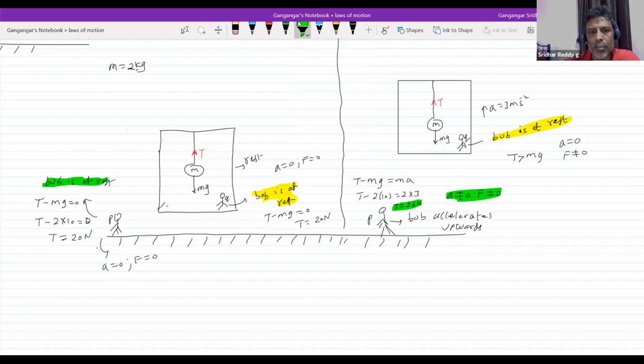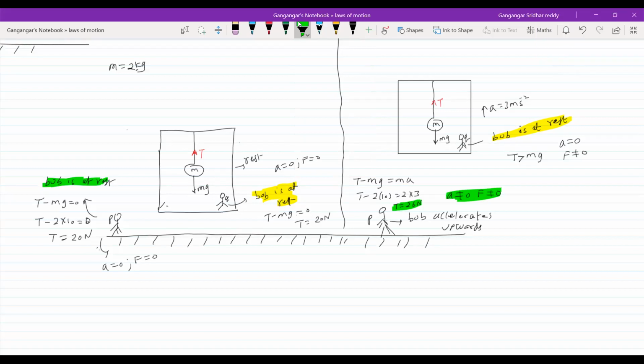Try to see this. There's no problem with the person P, no? Why is the bob moving? Because net force is non-zero, that's why acceleration is non-zero. Person Q is a big problem. What is he telling? Though net force is non-zero, acceleration is 0. What happened? Newton's law has become invalid. So what is the problem with him now? There's no problem actually.